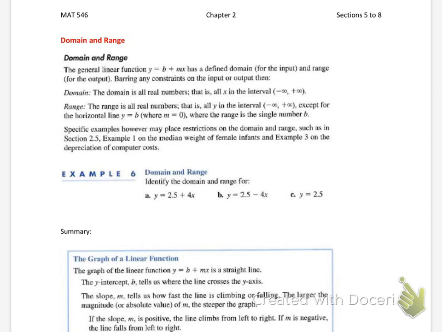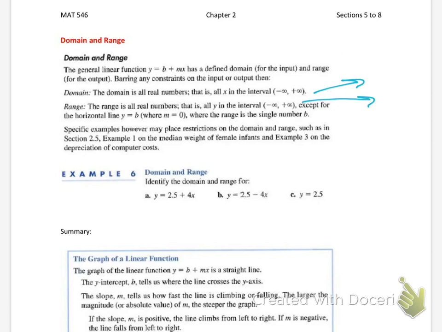Okay, we have discussed domain and range in Chapter 1. Now they're going to discuss it in terms of lines. So the general linear function y equals b plus mx has a defined domain for the input and range for the output, barring any constraints. The domain can go forever, the range can go forever. A word about the parentheses by infinity symbols. Since you never actually get to infinity, but you just approach it, that is why you never have a bracket when it comes to infinity.